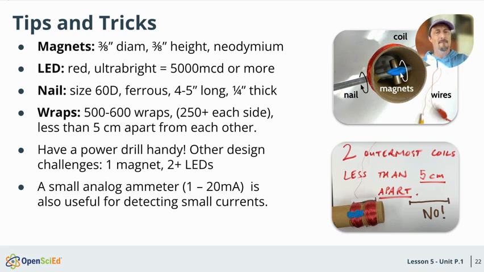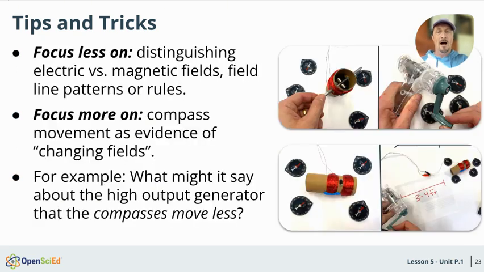I like to have a very sensitive analog ammeter around to detect very small currents, because you can connect that to the wires rather than just connecting the LED, and you can see the needle move back and forth.